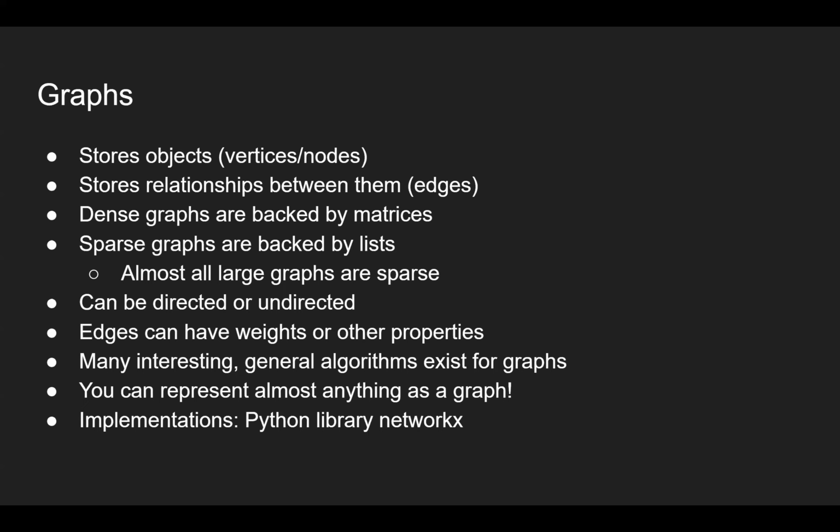Now you can have either directed graphs or undirected graphs. There are other kinds of graphs, but you can have both directed and undirected graphs. Can someone tell me the difference between a directed and an undirected graph?